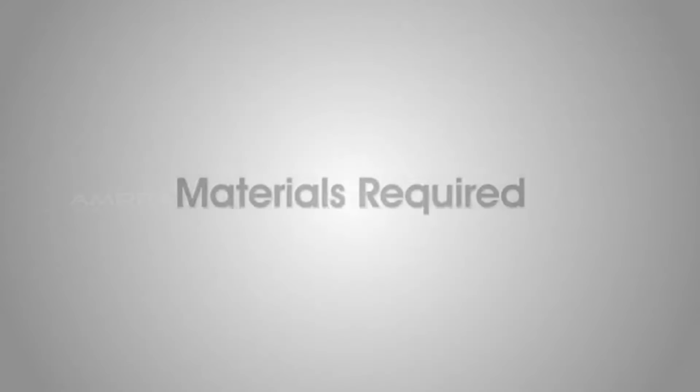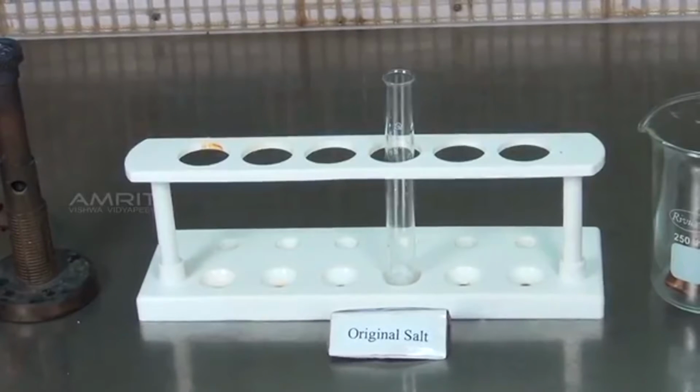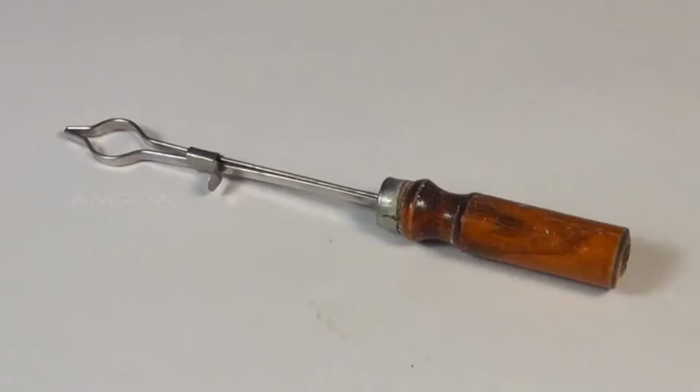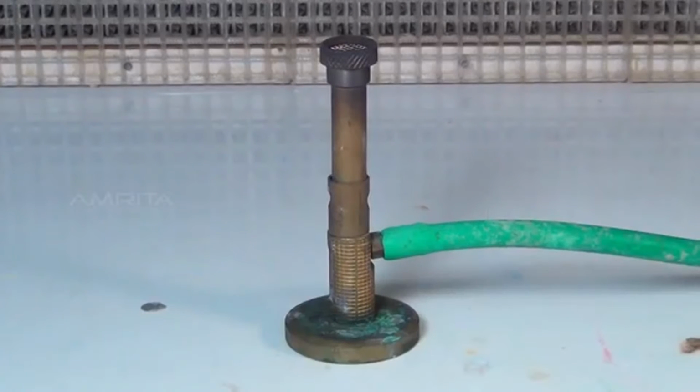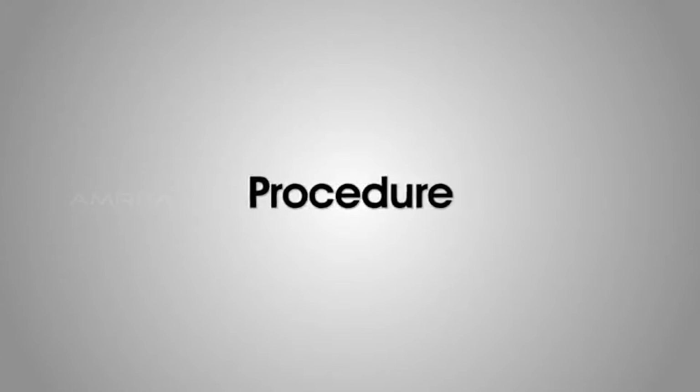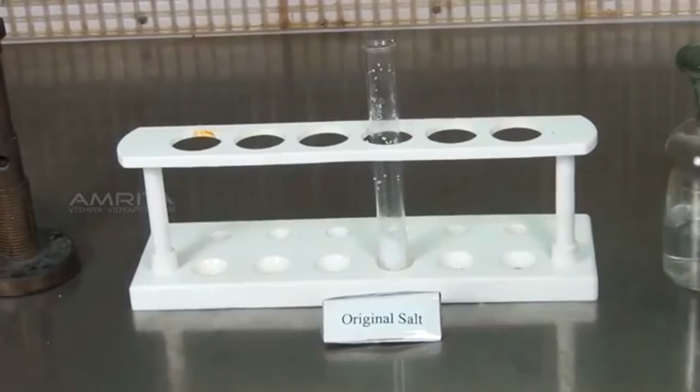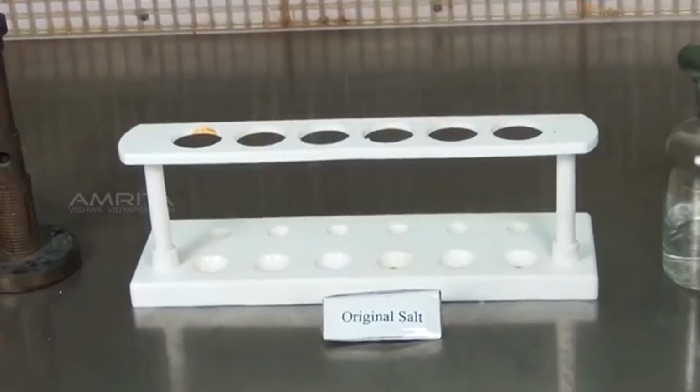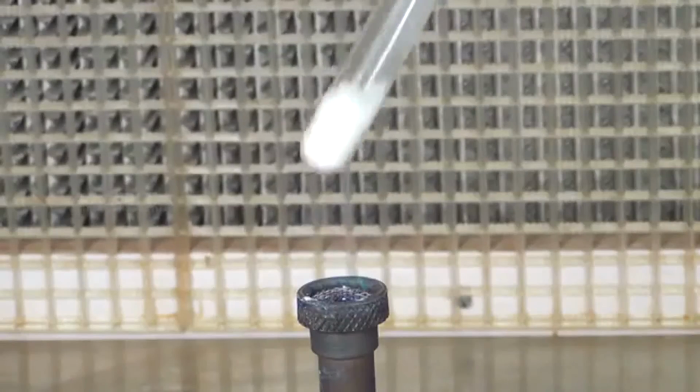First, we look at the preliminary tests of barium ion. Dry heating test. Materials required: original salt in a test tube holder and Bunsen burner. Procedure: take a small quantity of salt in a test tube. Heat it over the Bunsen burner. A white residue glows on heating, indicating the presence of barium ion.